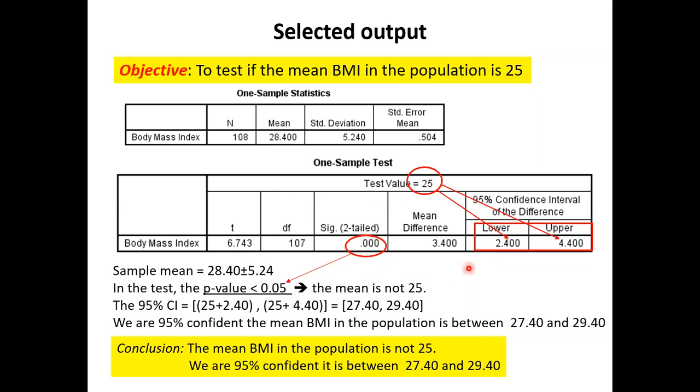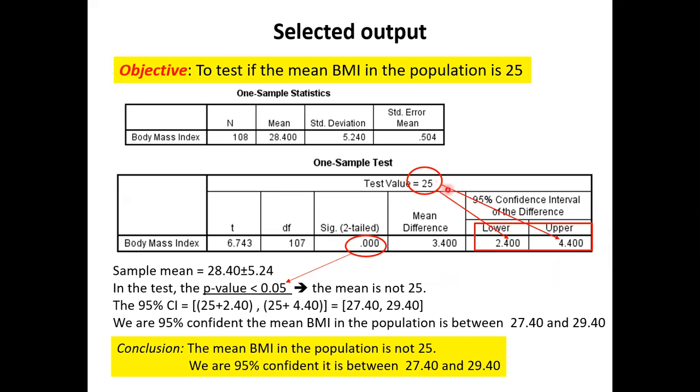I want to know whether the mean is 25. The p-value of the test is less than 0.05. Therefore, the mean is not 25. What's the next question? The mean is not 25, it has a significance. Then where is it? If the mean is not 25, then where is it?